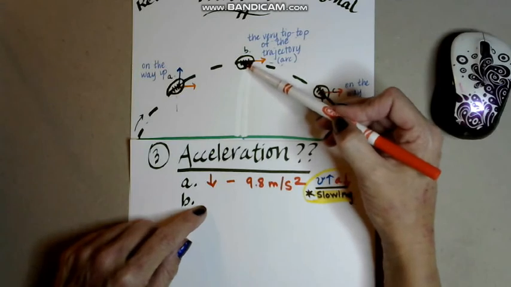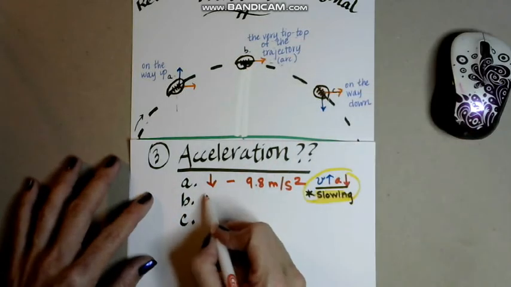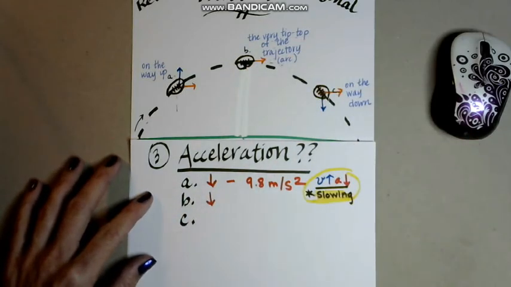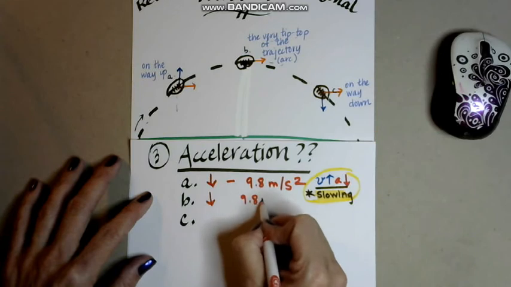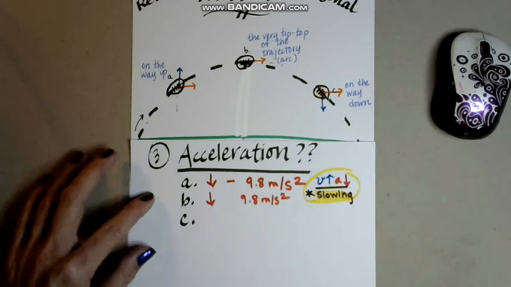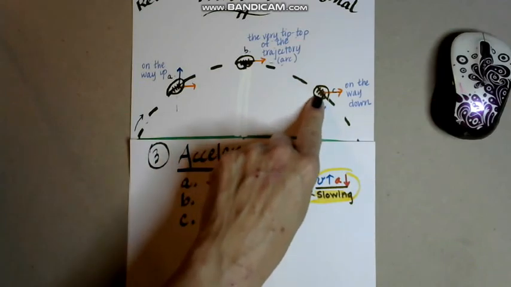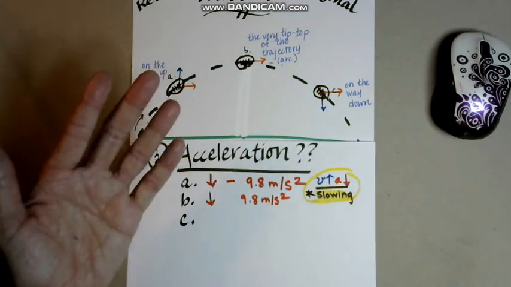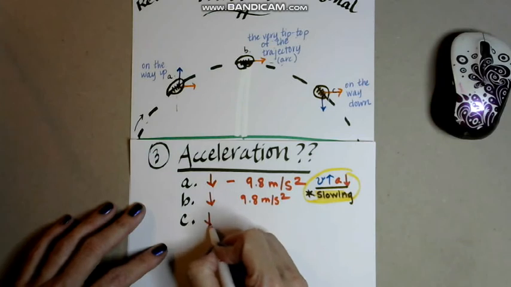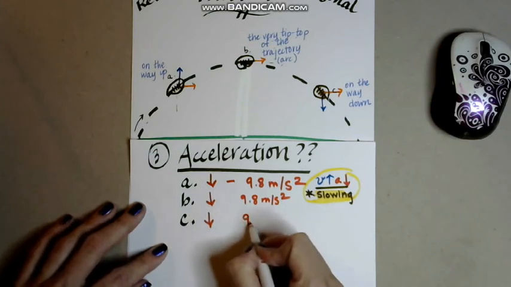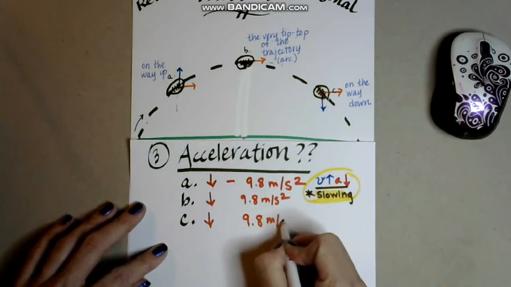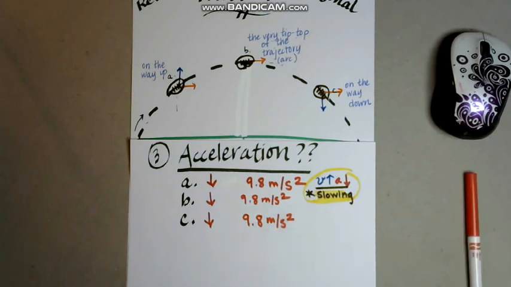Is anything touching B? Does it have mass? Is it on the planet Earth? Boom. Acceleration, straight down, at 9.8 meters per second squared. What about right here? Same thing. Nothing is touching it. The acceleration is down. It is also 9.8 meters per second squared.